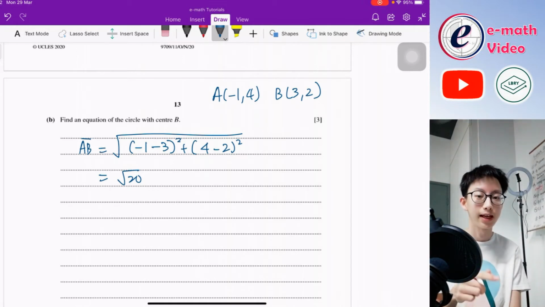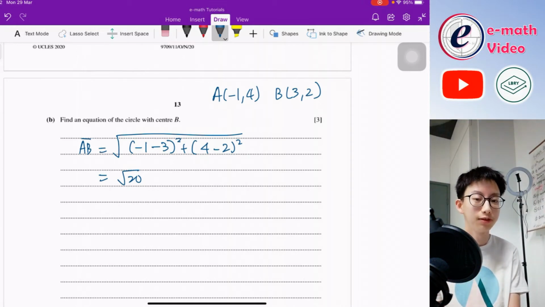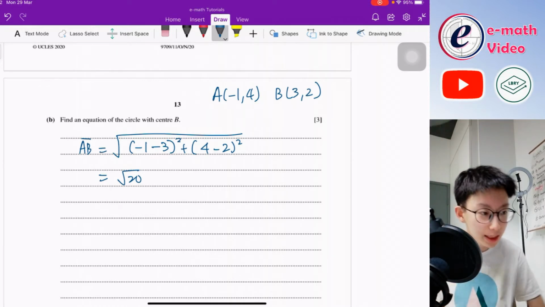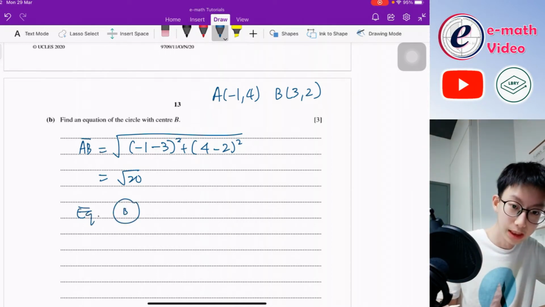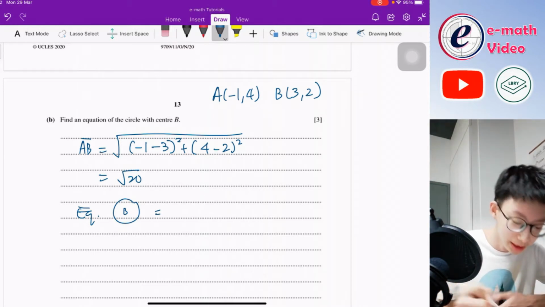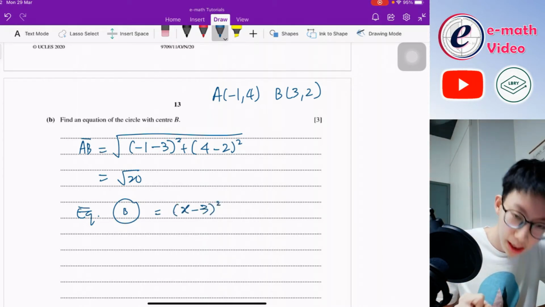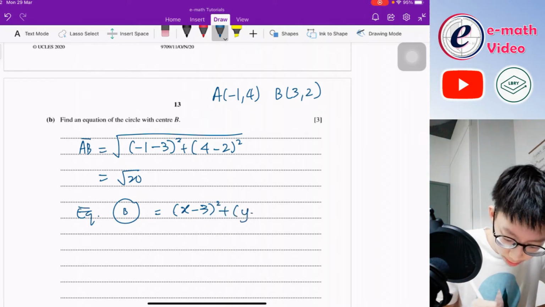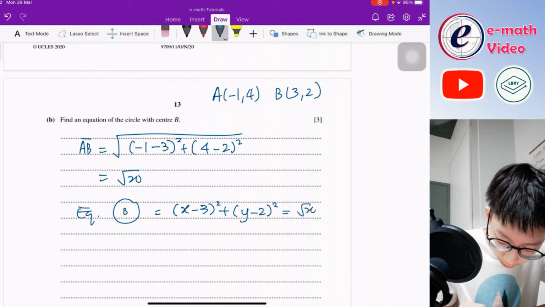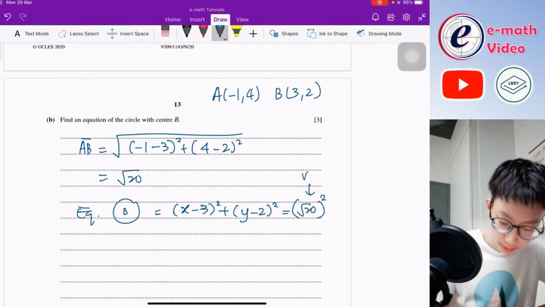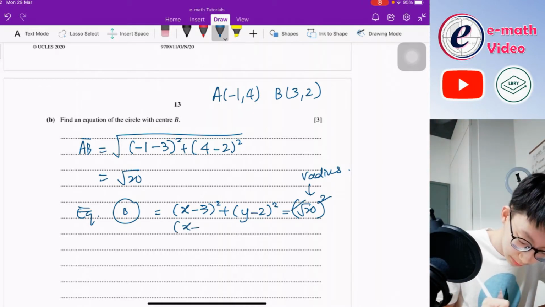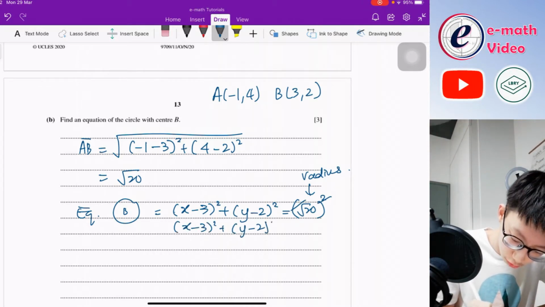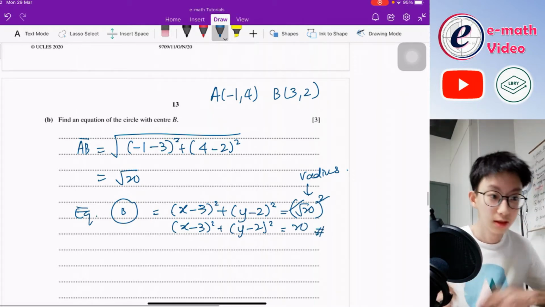I will leave my answer as root 20 so that later when I write the equation of the circle, I can directly cancel off the square root and square. So the equation of the circle with center B, the center is at B, right? (x minus 3) squared plus (y minus 2) squared equals root 20 squared. This is the radius. See, I can just cancel it off. (x minus 3) squared plus (y minus 2) squared equals 20. And that's it.